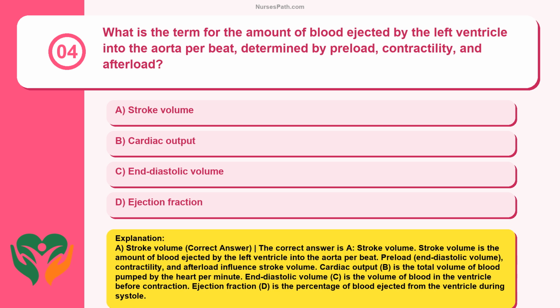Stroke volume. Stroke volume is the amount of blood ejected by the left ventricle into the aorta per beat. Preload, contractility, and afterload influence stroke volume. Cardiac output, B, is the total volume of blood pumped by the heart per minute. Diastolic volume, C, is the volume of blood in the ventricle before contraction. Ejection fraction, D, is the percentage of blood ejected from the ventricle during systole.